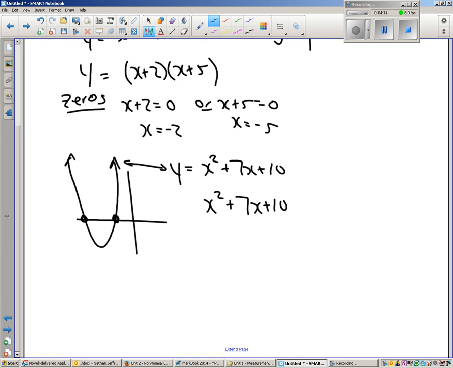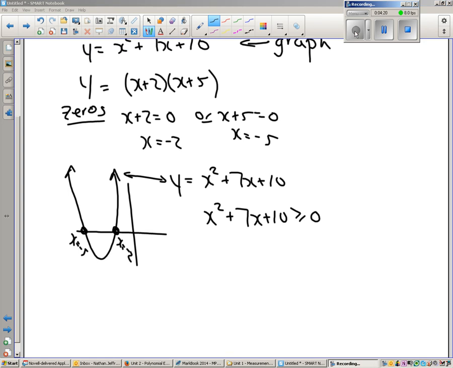Because our original question asked us when x squared plus 7x plus 10 is greater than or equal to 0. So if we switch this back into an inequality, we have x squared plus 7x plus 10 is greater than or equal to 0. So let's look on our graph. Where on our graph is our function greater than 0? What regions is our graph positive? When is it above the x-axis?